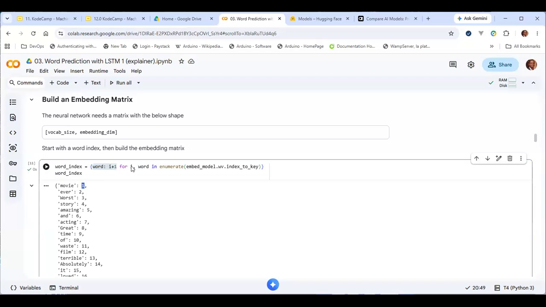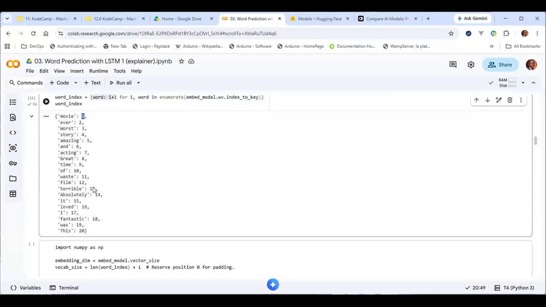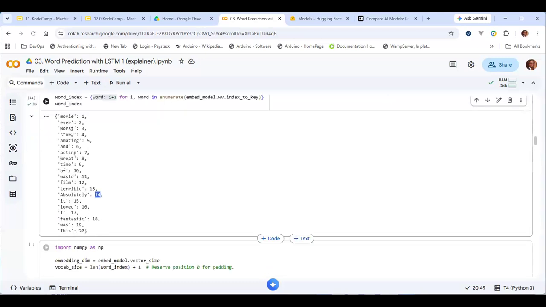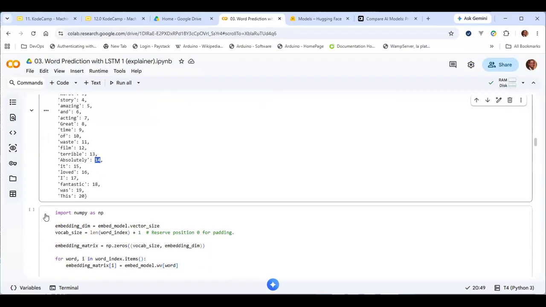But we add +1, because word2vec is going to give you index as zero, zero based, but we want to start from 1. So you can see that with this, you now have a word index. The value of a word index is that I can easily get the location of that word in the vocabulary just by looking up the word. So I know that amazing, for example, is in position 5 in the vocabulary. Absolutely is in position 14. And you can see that the full size of your vocabulary is just 20 words. Okay, so that's the word index.